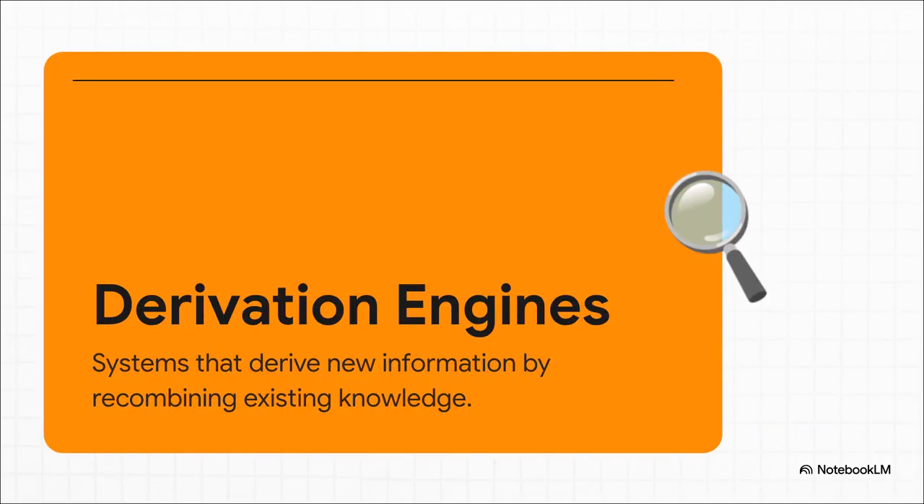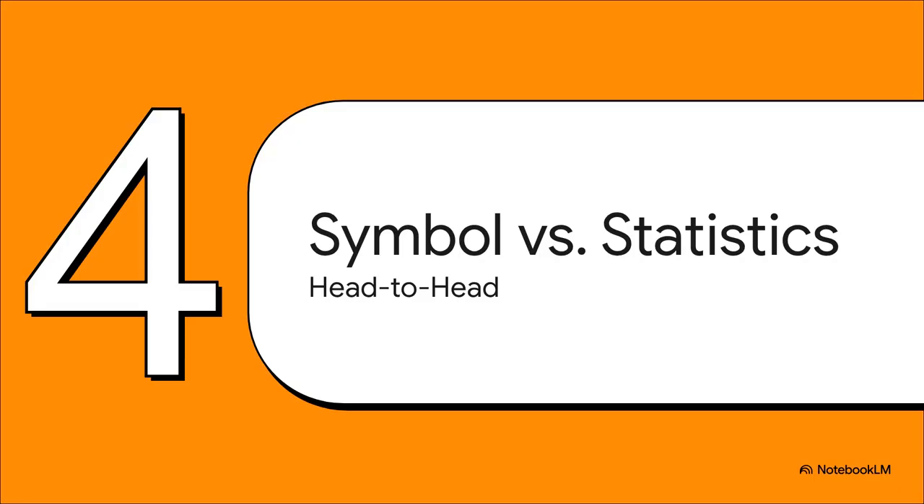And this brings us to the big reveal, the aha moment of this whole thing. Despite working in completely different ways, one with crisp logic, the other with fuzzy probability, they are both doing the same core job. They are derivation engines, designed to take existing knowledge and recombine it to create something new. Okay, so now that we know they're both these so-called derivation engines, let's put them right next to each other to really understand the differences and the trade-offs.